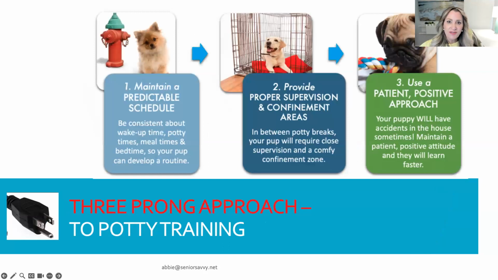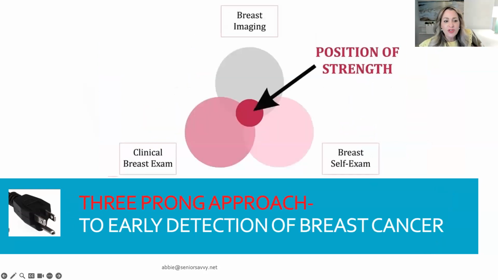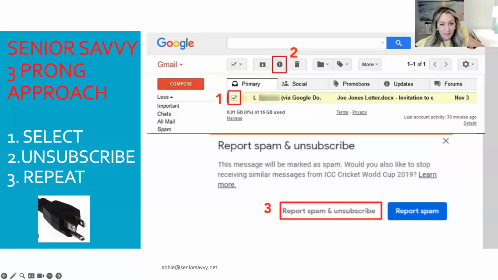Now, this 3-prong approach is not something I made up myself. Just want to let you know that it's in a lot of training modules. There's a 3-prong approach that PetSmart has for potty training your puppy. There's also a 3-prong approach to cybersecurity, and there should be. There's a 3-prong approach to the early detection of breast cancer. Just one way, not enough, right? There's a 3-prong approach to writing a thesis statement. And there's my 3-prong approach to potty training your inbox.